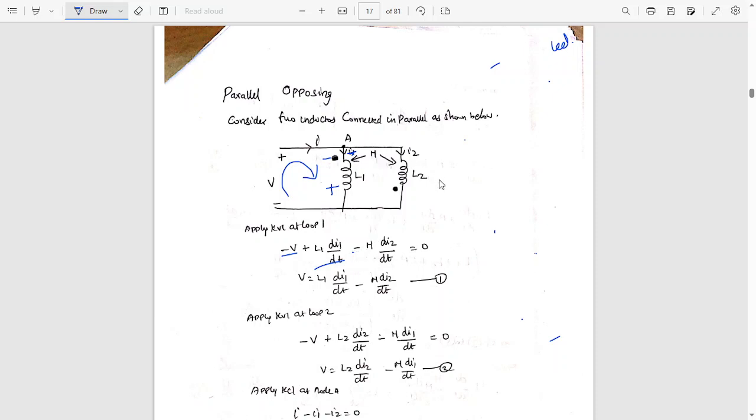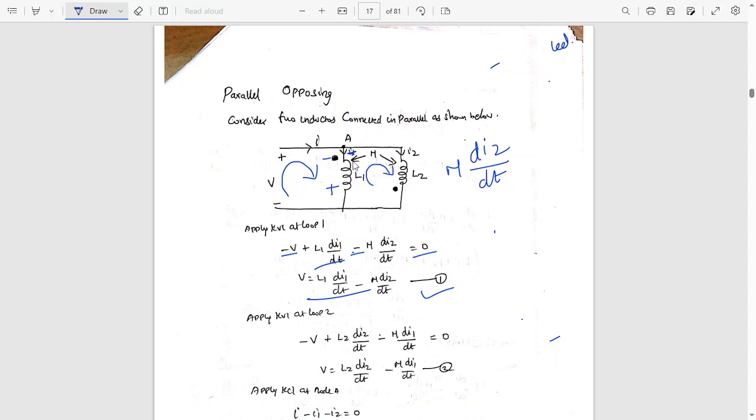What is the mutual induced voltage? I will write M. It was due to the current I2, so dI2 with respect to time. So minus, because it is not obeying the passive sign convention, M dI2 by dt equal to 0. I can rearrange it: V equals L1 dI1 by dt minus M dI2 by dt, which is equation 1.